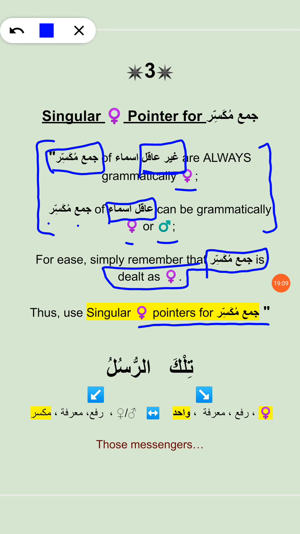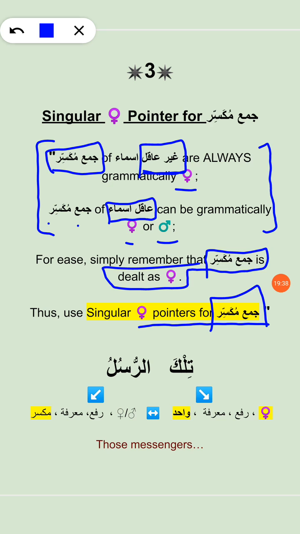So the words in Arabic that follow a way of making plurals similar to child becoming children or tooth becoming teeth are the ones called jama mukassir. All right, so what are the examples? We are going to use singular feminine pointers for jama mukassir.